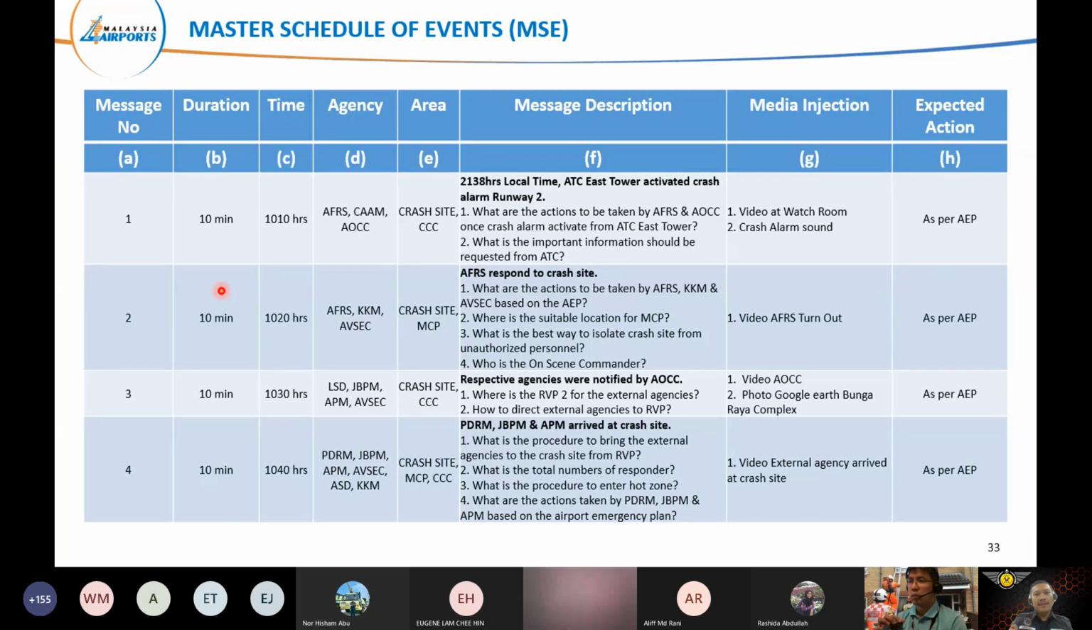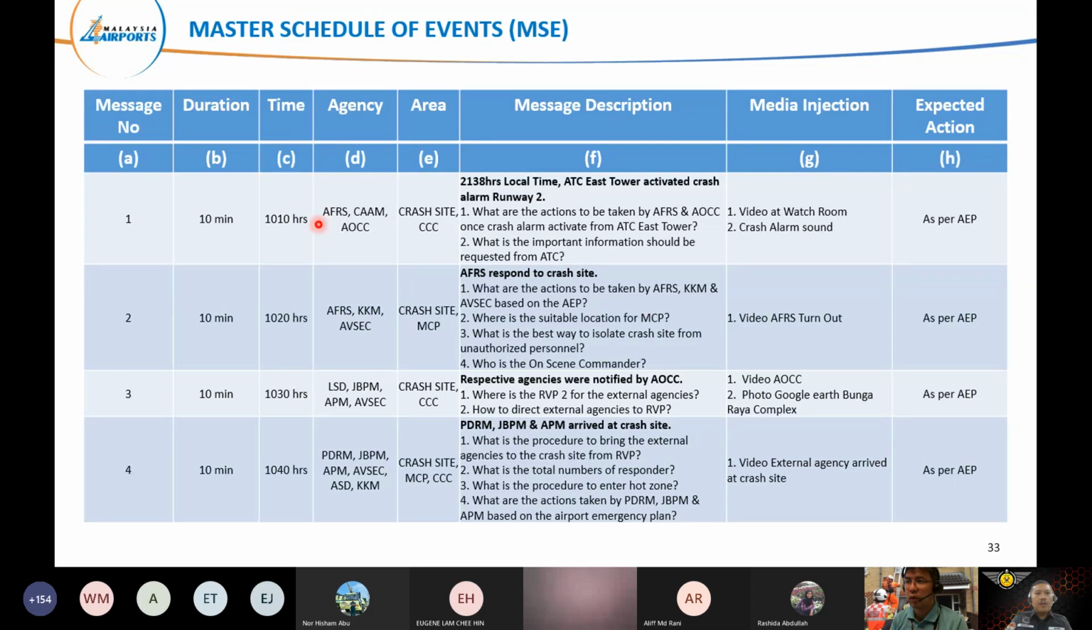So normally the MSE is held by the exercise controller. Normally what we did here, the exercise controller will stand behind the exercise facilitator. He will advise at the back. Okay, sir, too fast. Sir, too slow. Sir, next. Oh, sir, you missed the question. Because the facilitator cannot be on his or her own. He needs some assistance. So the exercise controller will assist the facilitator by using this MSE or storyboard.